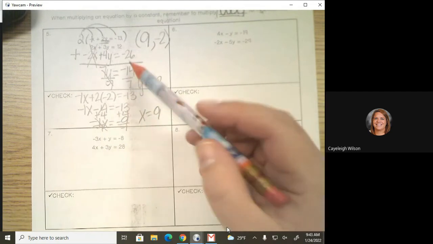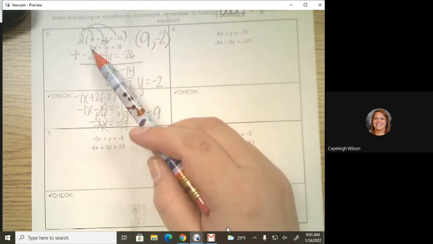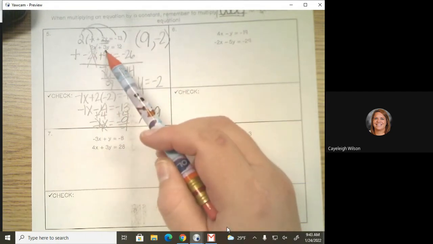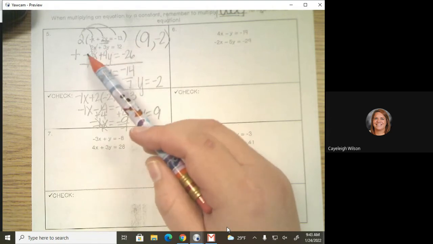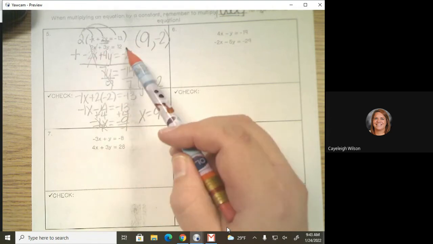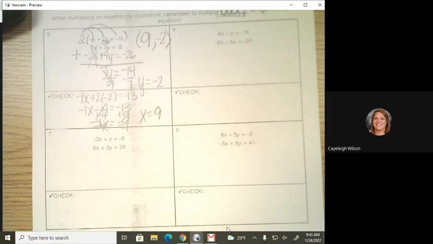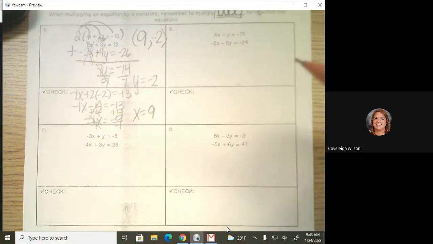And I'm going to check it. 2 times 9 is 18. 3 times negative 2 is negative 6. 18 plus negative 6, is that 12? Yes, so we're good. All right, let's look at number 6.